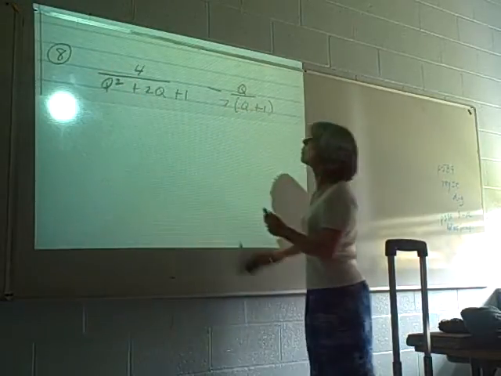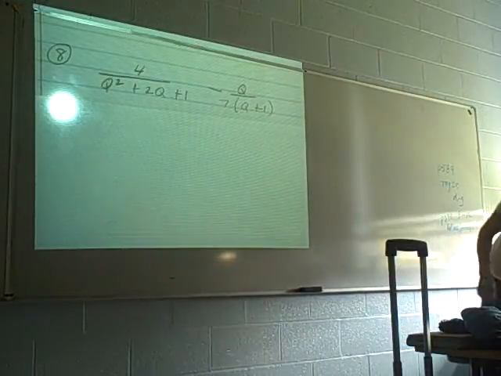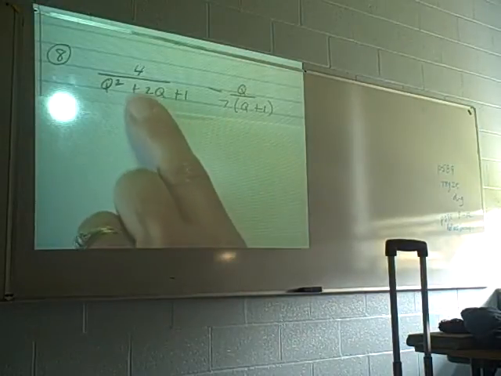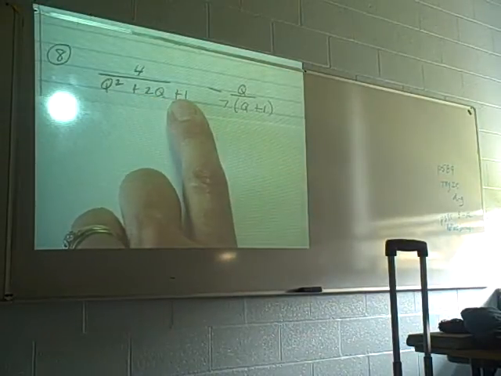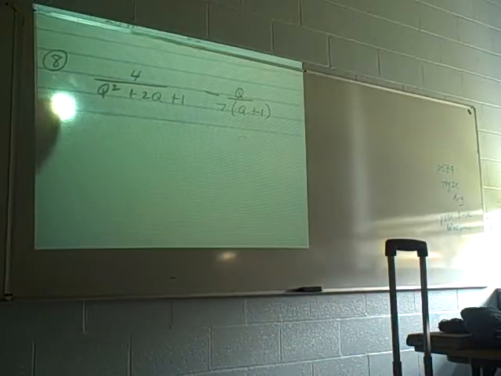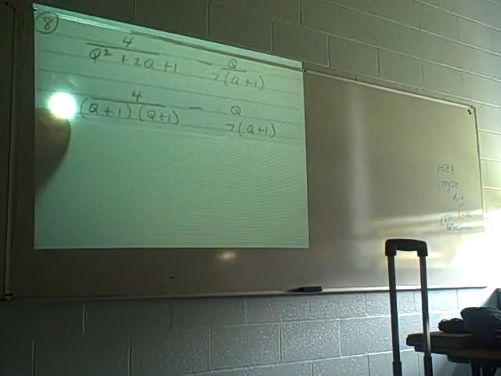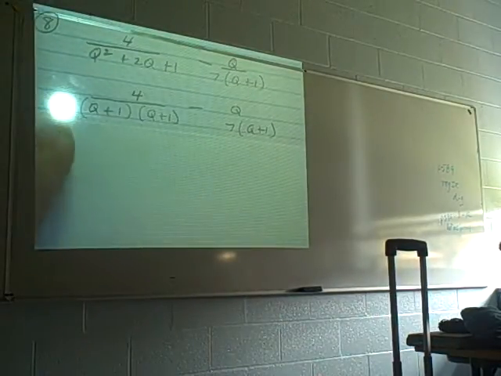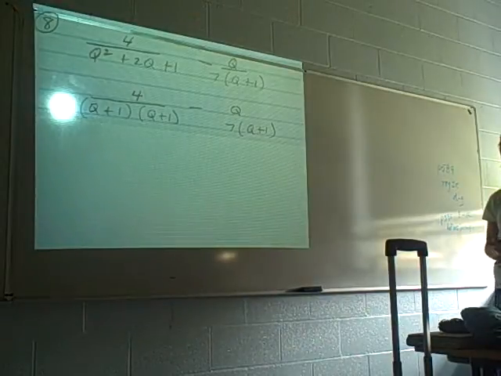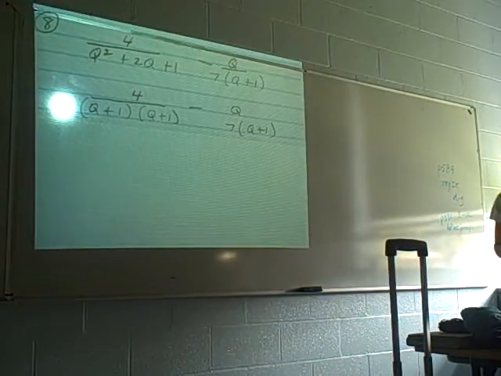Okay, so what am I going to do? Is that a 7? Yes. Okay, so I'm going to factor. Do I have a perfect square trinomial? Yes, I do have a perfect square trinomial. I love those. And so what do I need to do for my least common denominator?